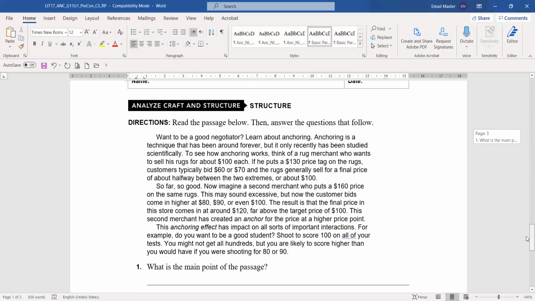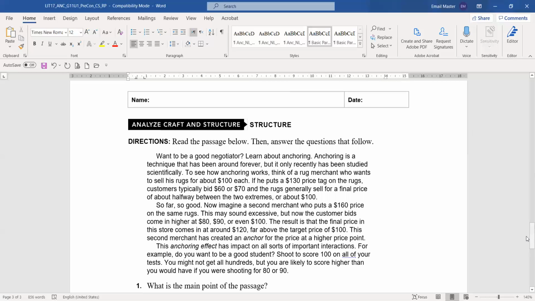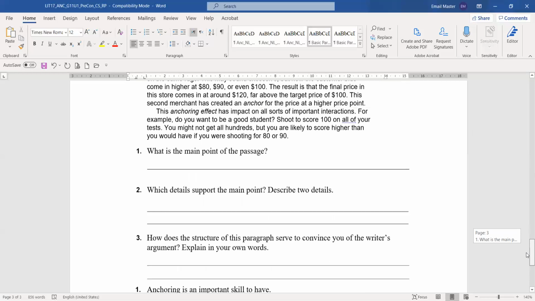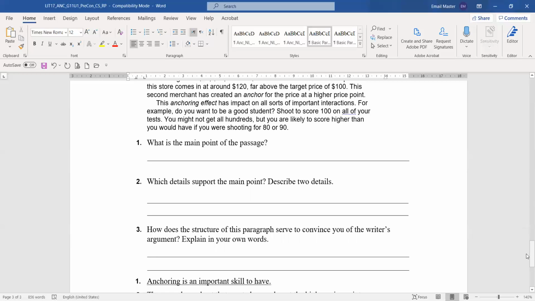The second passage, have a look at this. It's about wanting to be a good negotiator: learn about anchoring. Anchoring is a technique that has been around forever, but it only recently has been studied scientifically. So basically anchoring is like a negotiator. You just kind of bargain about things. So what is the main point of this passage? We say anchoring is an important skill to have. So with one sentence, you put the main point.